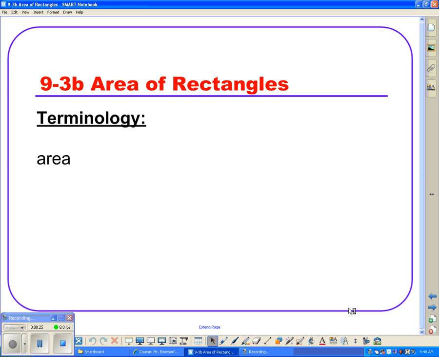We have one new term for today, and that new term is area. We could define area as, the area of a figure is the number of square units that the figure encloses. So that would be area. And it's important to get that recorded in the vocab section of your binder.